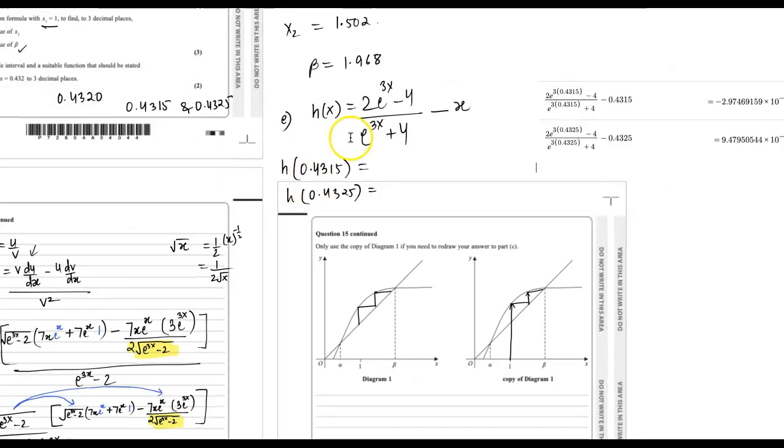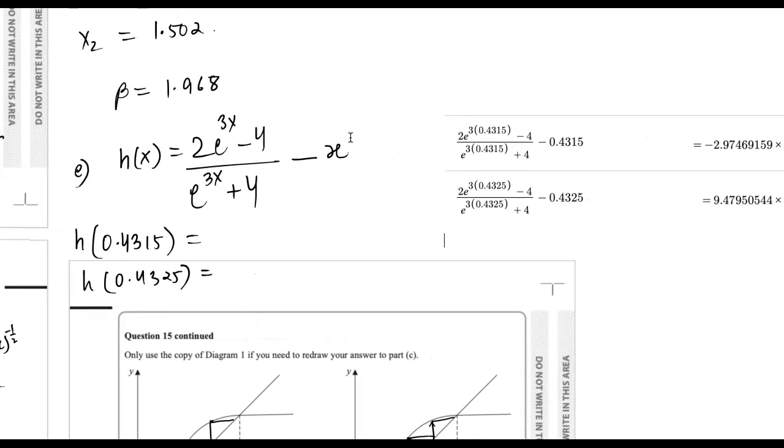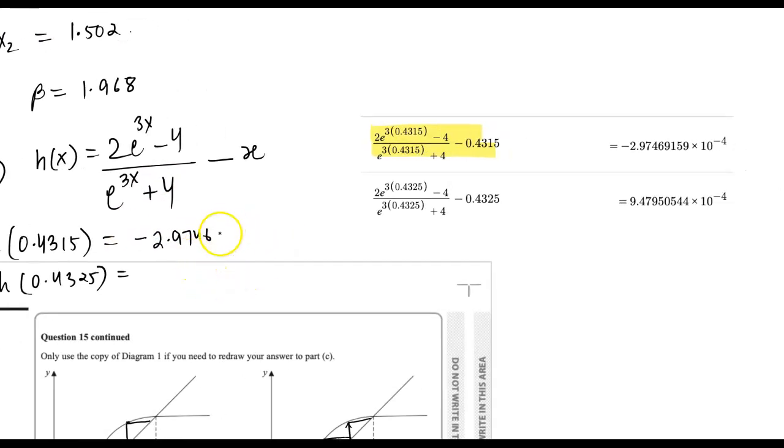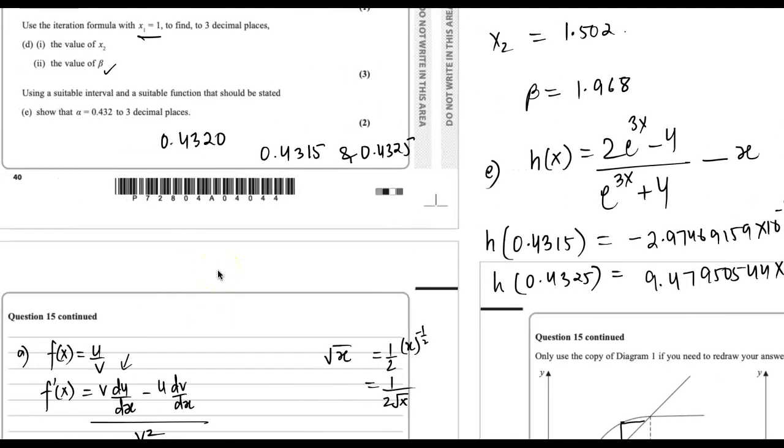Okay, yeah, so over here when we are solving it, if you see, this is for 0.4315, that gives us minus 2.97469159 times 10 to the power of minus 4. You can also write in decimals. So it is negative, and the other one is positive. So we definitely have a root over there.